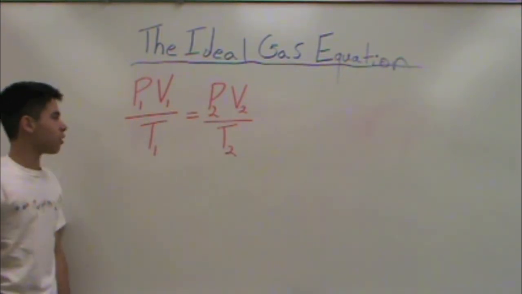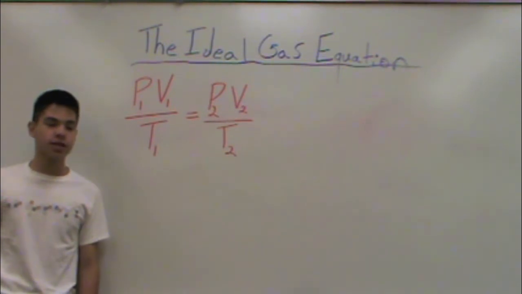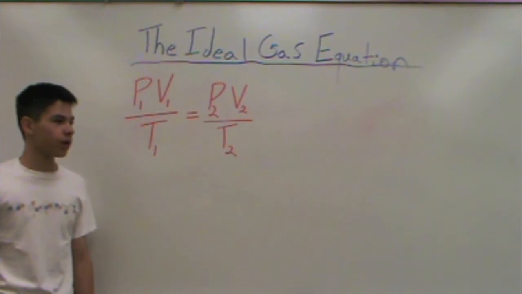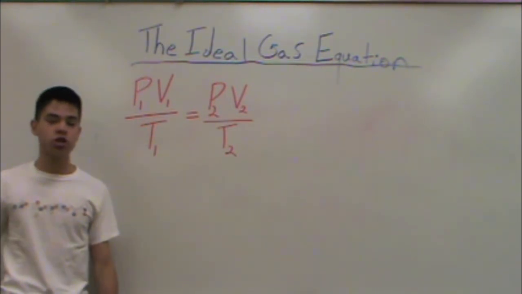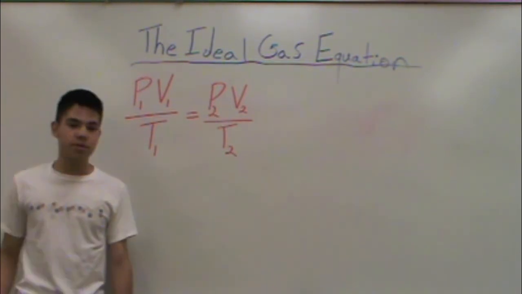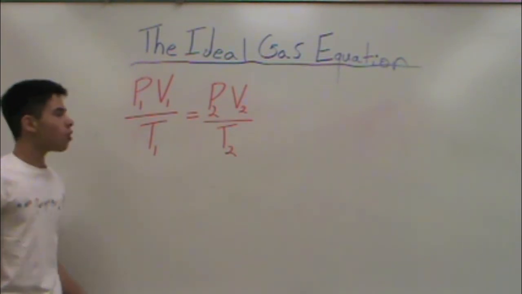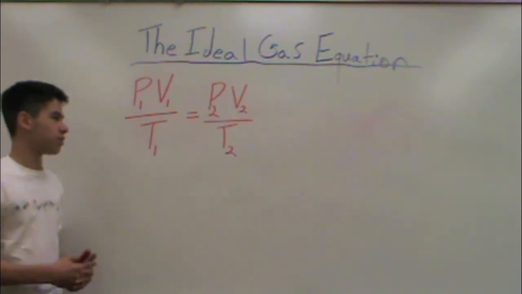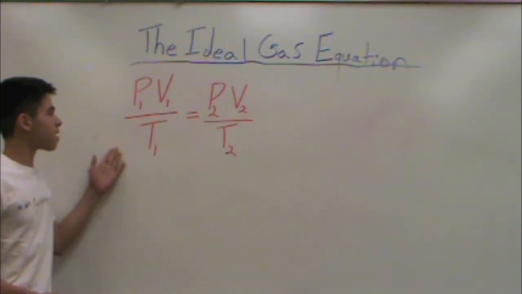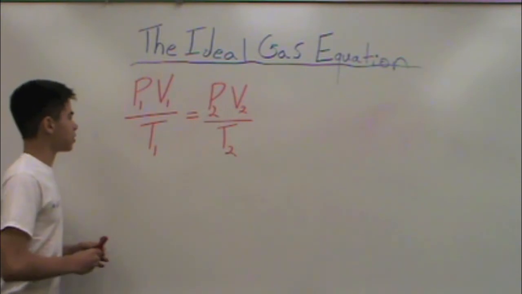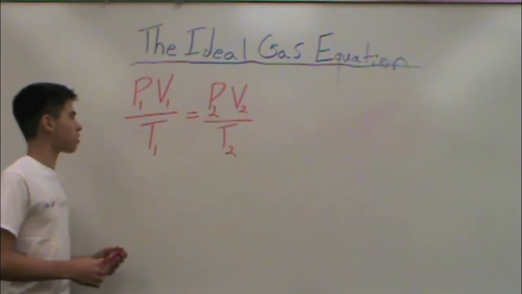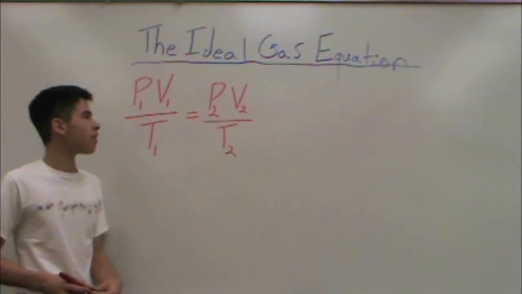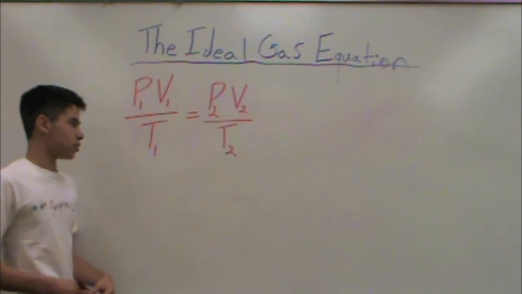Now, in the last video, we discussed the standard ideal gas equation, which works great for problems where there is no change going on. But sometimes chemists need to account for problems where there is going to be a change in volume and a change in pressure and a change in temperature. So for that, we use this modified equation, which is initial pressure times initial volume over initial temperature equals final pressure times final volume over final temperature.